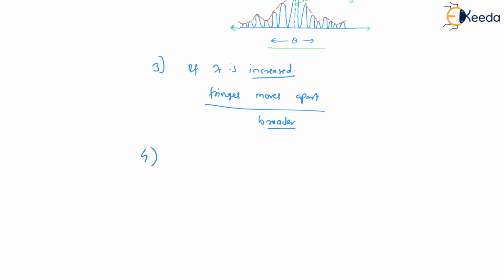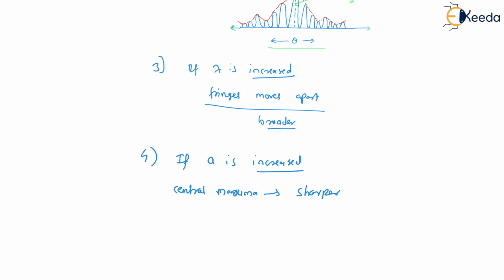And then at last, if we increase the slit width, if a is increased, then a simply corresponds to the diffraction. So if you change the slit width, it will be effective for the diffraction pattern. If a is increased, the central peak, that is the central maxima, will become sharper. It will be more sharp.